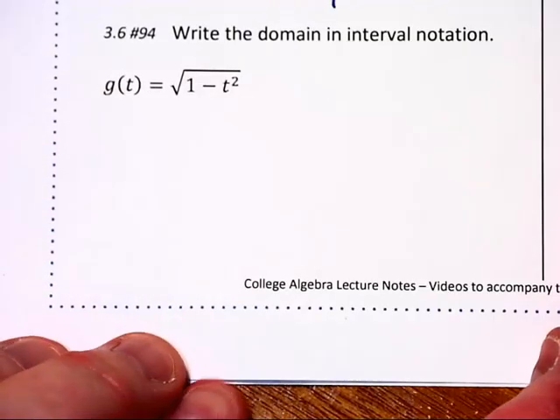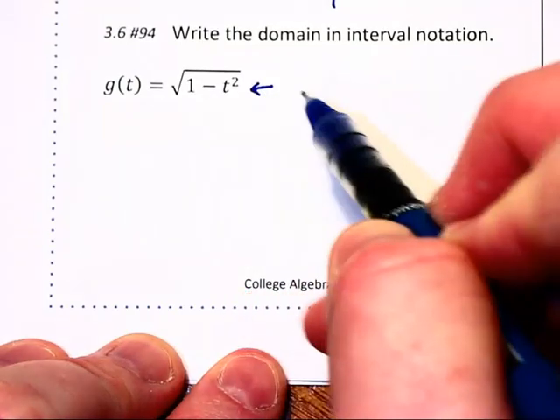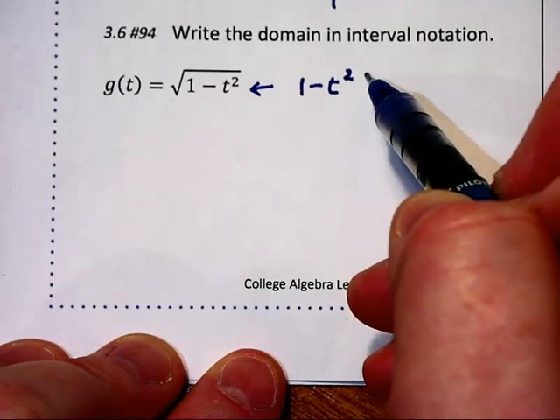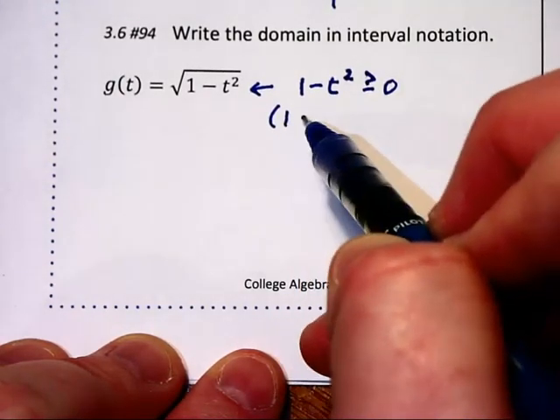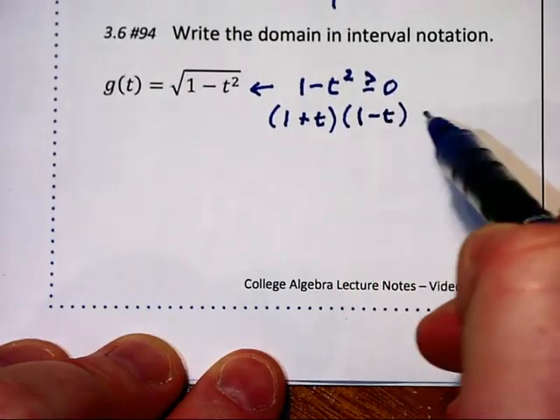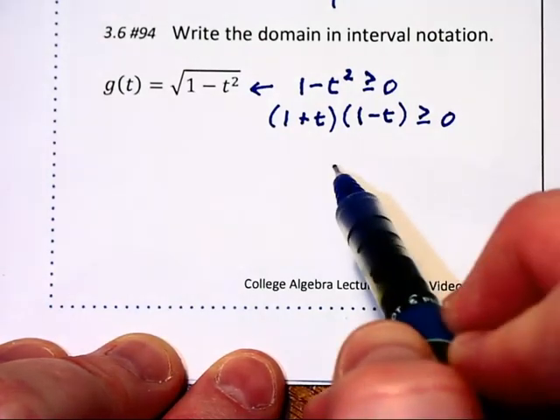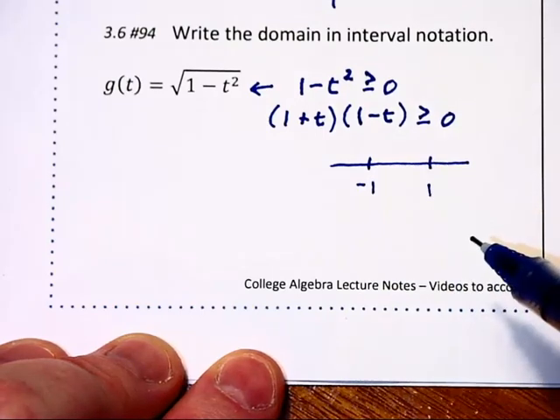Find the domain of this function. We know that whenever there's a radical, the radicand must be non-negative, meaning that this must be greater than or equal to 0. We can factor the left side into (1 plus t) times (1 minus t) greater than or equal to 0. And you can see that our critical values are going to be -1 and +1.